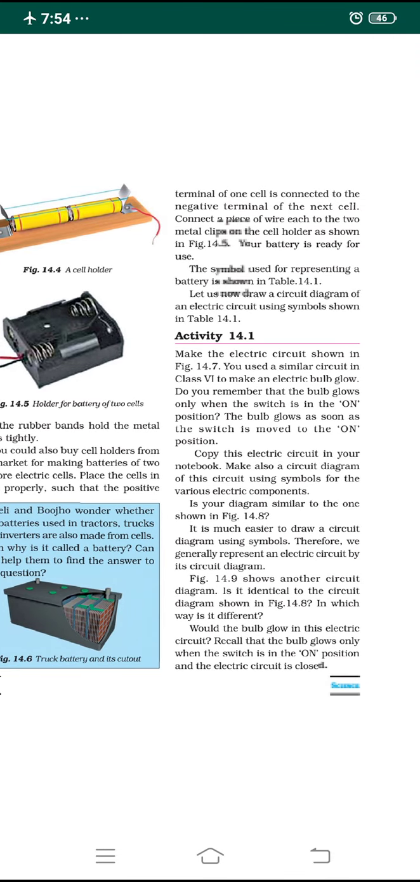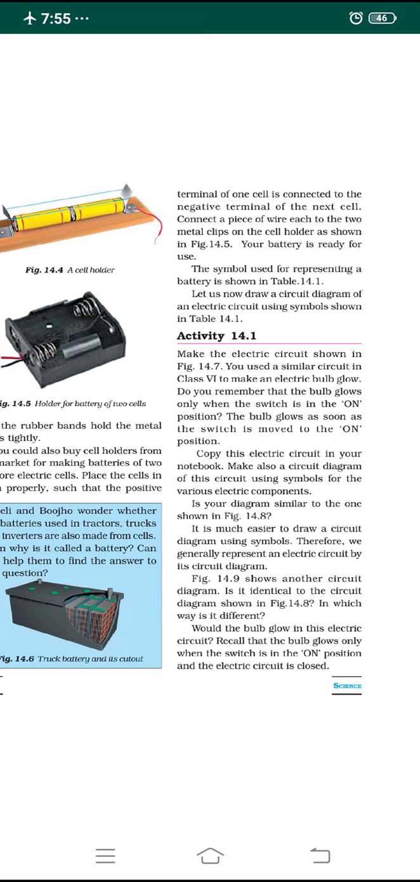You have used a similar circuit in class 6 to make an electric bulb glow. Remember that the bulb glows only when the switch is in the on position. The bulb glows as soon as the switch is moved to the on position. Am I right or not? Copy the same electric circuit in your notebook, and draw the circuit diagram of this circuit using the symbols for the various electrical components used in it. Now look at whether it is similar to figure 14.8. You can check it out.